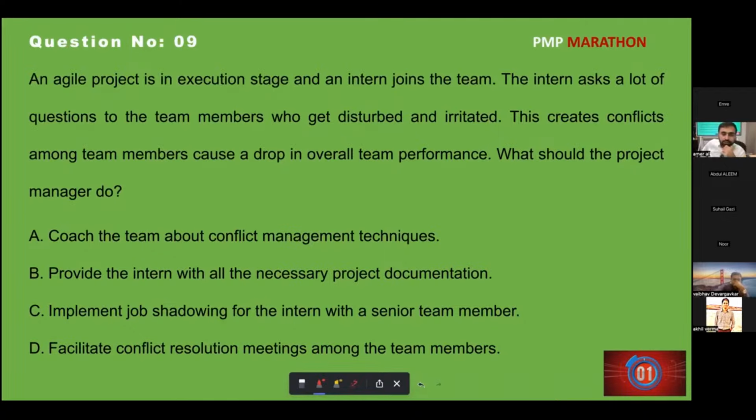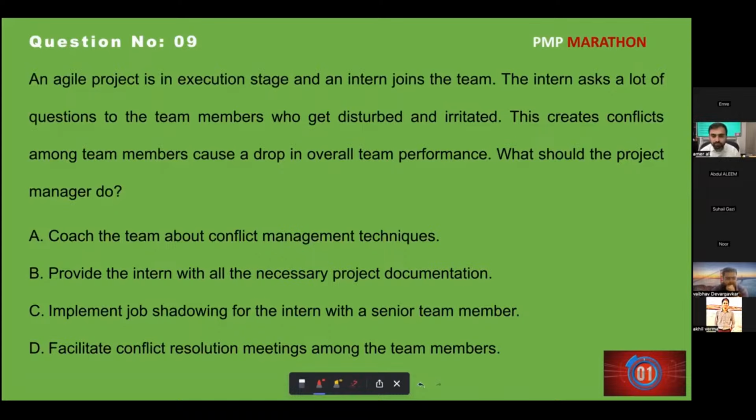An Agile project is in execution and an intern joins the team. The intern asks a lot of questions to team members. When they get disturbed, they create conflict among team members. Coach the team about conflict management techniques.